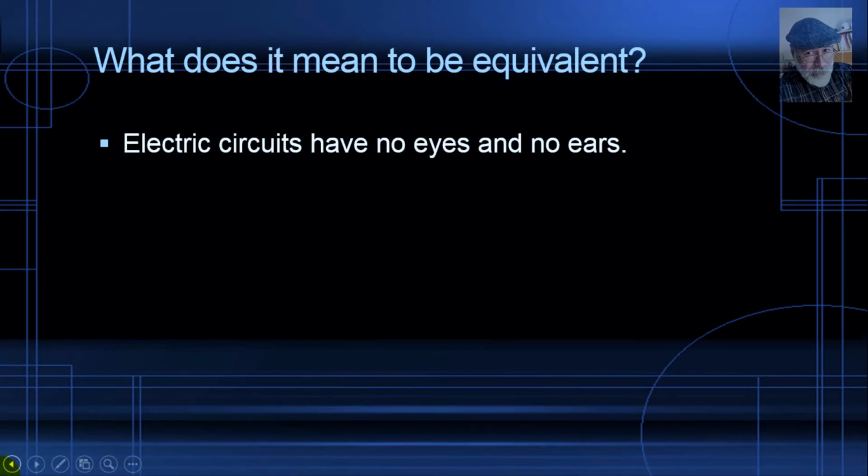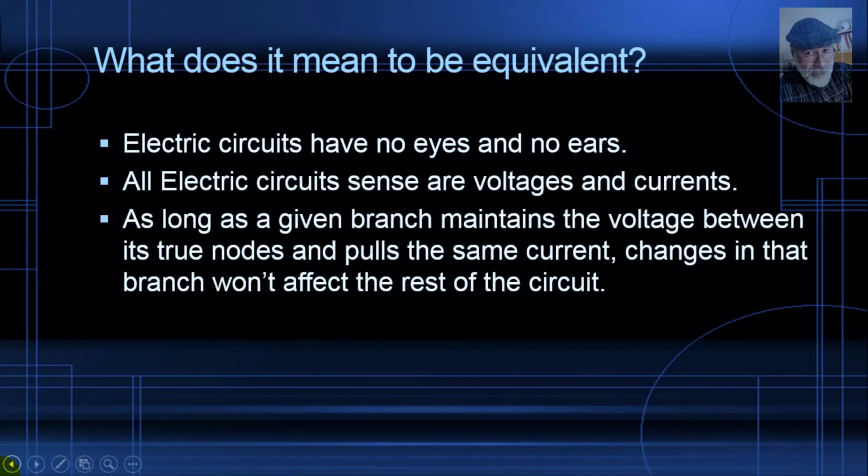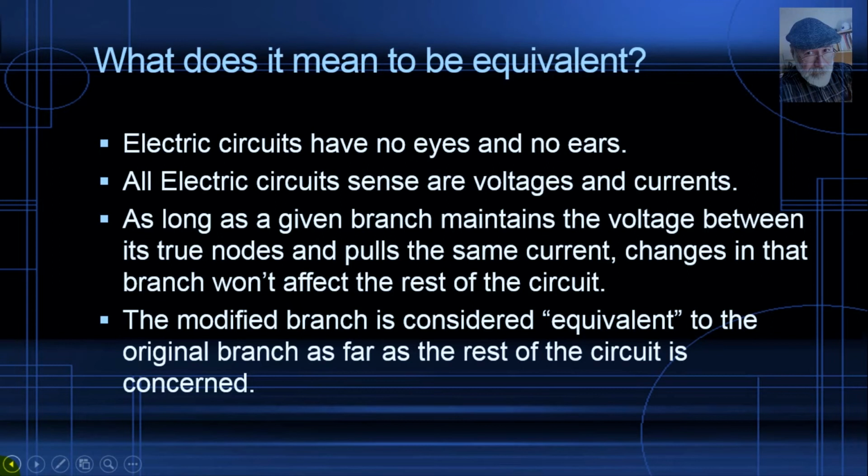Electric circuits have neither eyes nor ears. They only sense voltages and currents. As long as a given branch maintains the voltage between its two nodes and pulls the same current, changes inside the branch will not affect the rest of the circuit. The rest of the circuit will not realize that branch has changed. In that sense, the new branch, the modified branch, is equivalent to the original one, as far as the rest of the circuit is concerned, of course.